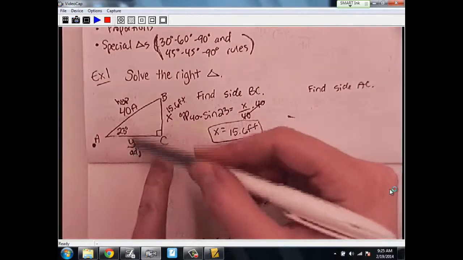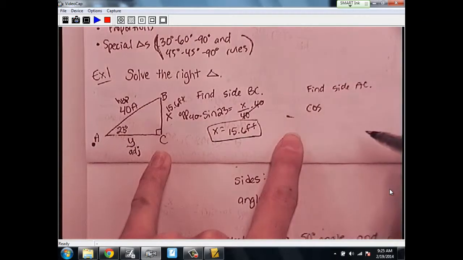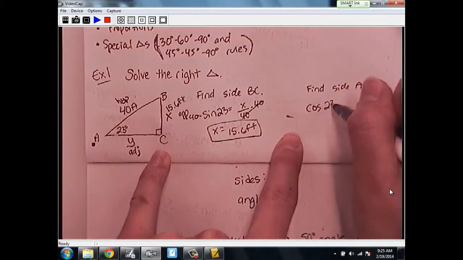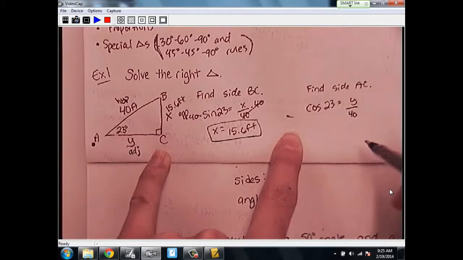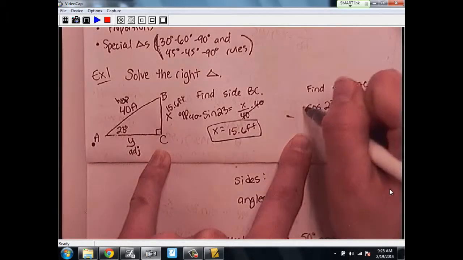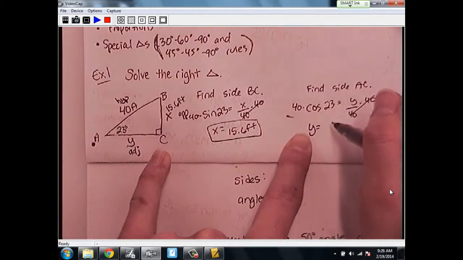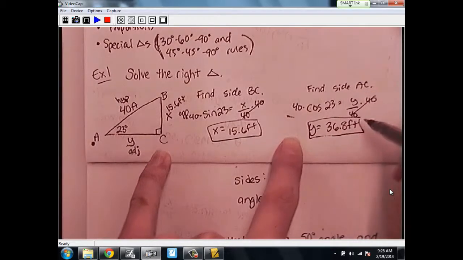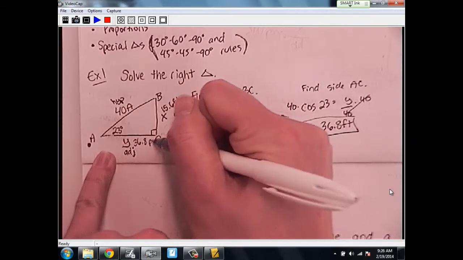I have adjacent and hypotenuse. So that tells me to use cosine. So I say cosine of 23 equals my adjacent over my hypotenuse. Y is up high, so we multiply. 40 times the cosine of 23 will give us Y. And if you do that math, we get 36.8 feet. So this side is 36.8 feet.